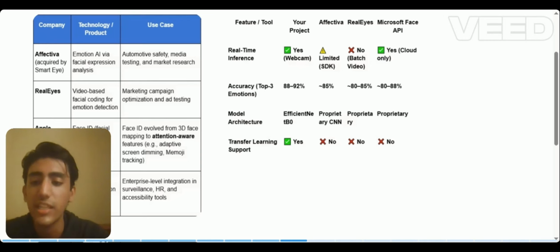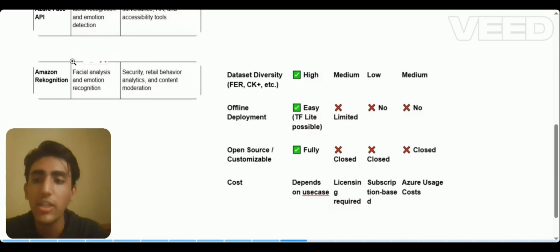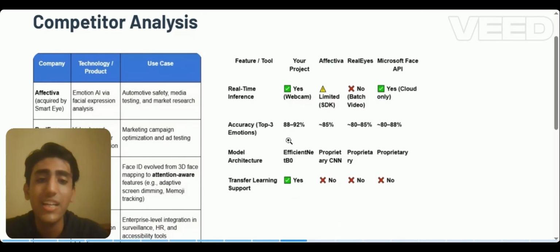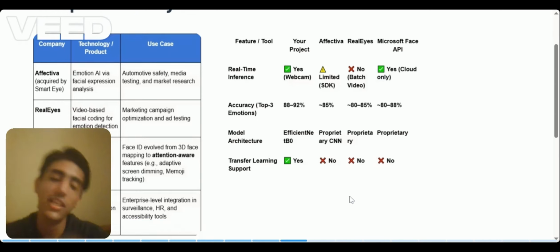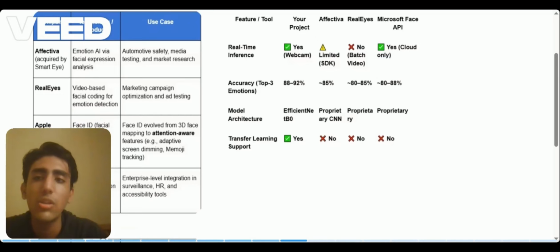Microsoft Azure Face is a cloud-based facial recognition system where all the data is live streamed through the cloud, so all the heavy processing is done over the cloud. This is for enterprise-level integration. And then you have Amazon's version of the same. Real-time inference is only offered by Microsoft and Amazon currently. Accuracy is somewhere around 80%, as was estimated previously, anywhere between 80 to 88%. Their model architecture obviously is proprietary.